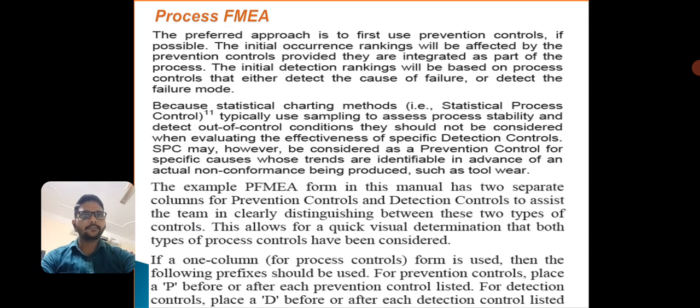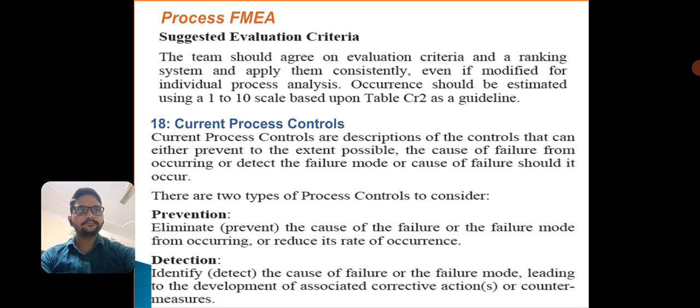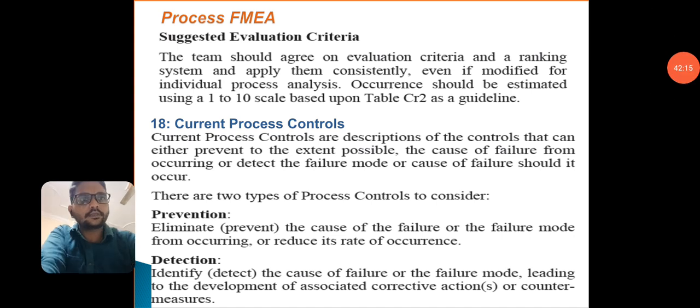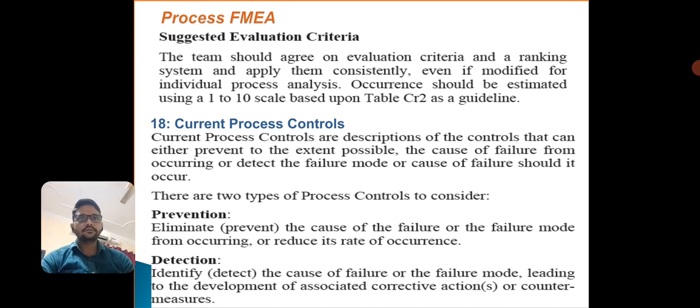Next is process FMEA. In this FMEA, prevention is eliminating or preventing the cause of failure and failure mode from occurring, and detection is identifying the cause of failure or failure mode. Both are focused on failure, cause of failure and failure mode also.